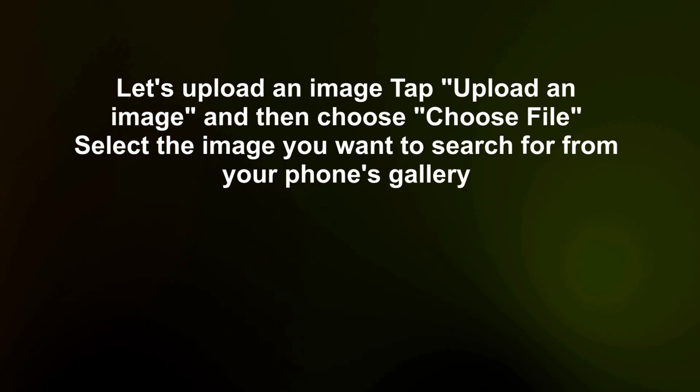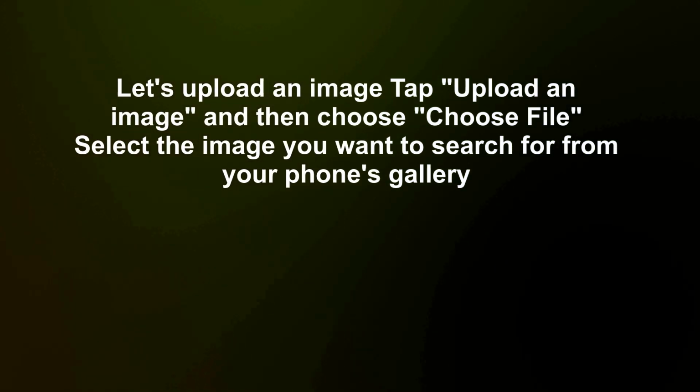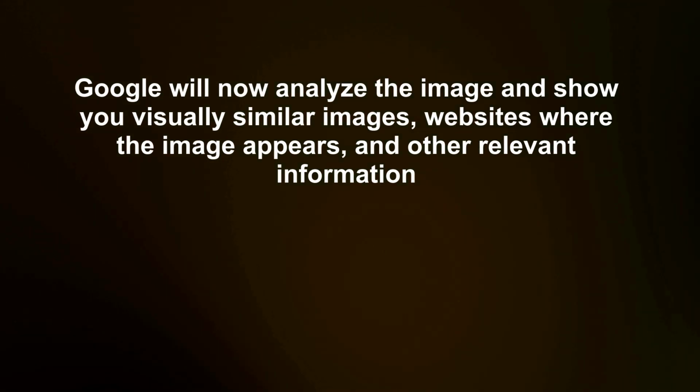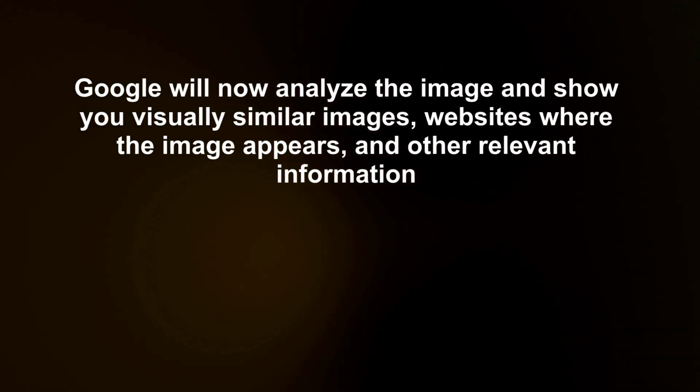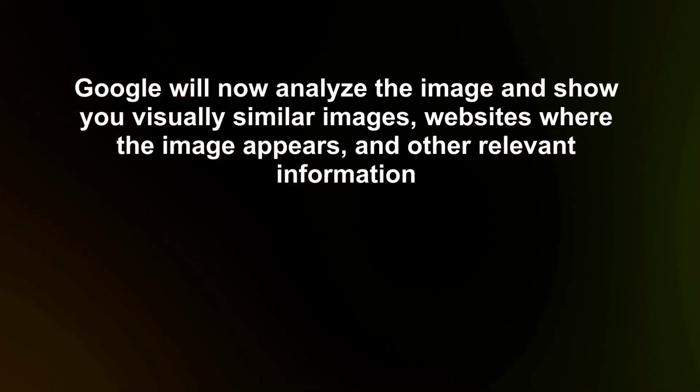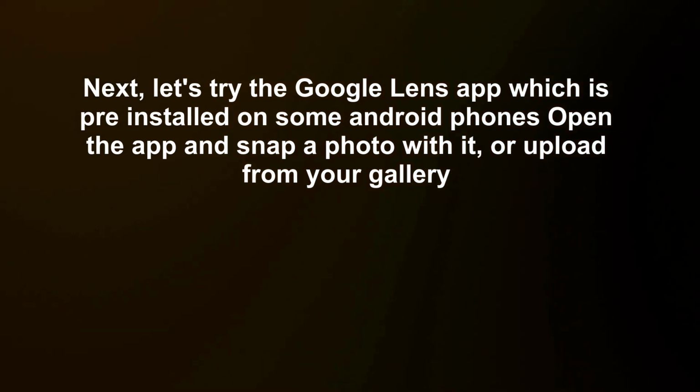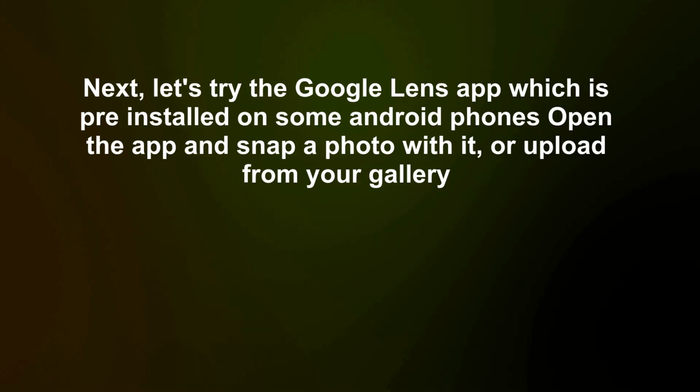Tap Upload an Image and then choose File. Select the image you want to search for from your phone's gallery. Google will now analyze the image and show you visually similar images, websites where the image appears, and other relevant information. Next, let's try the Google Lens app, which is pre-installed on some Android phones.